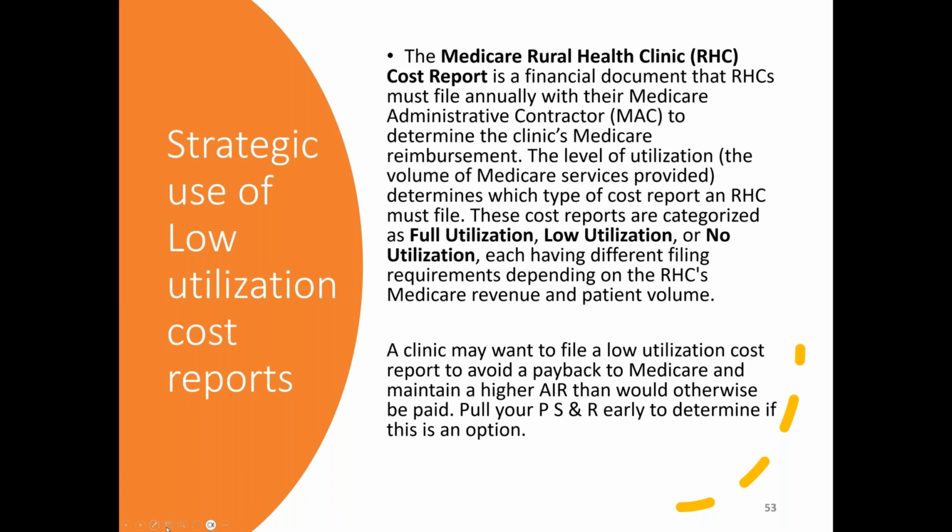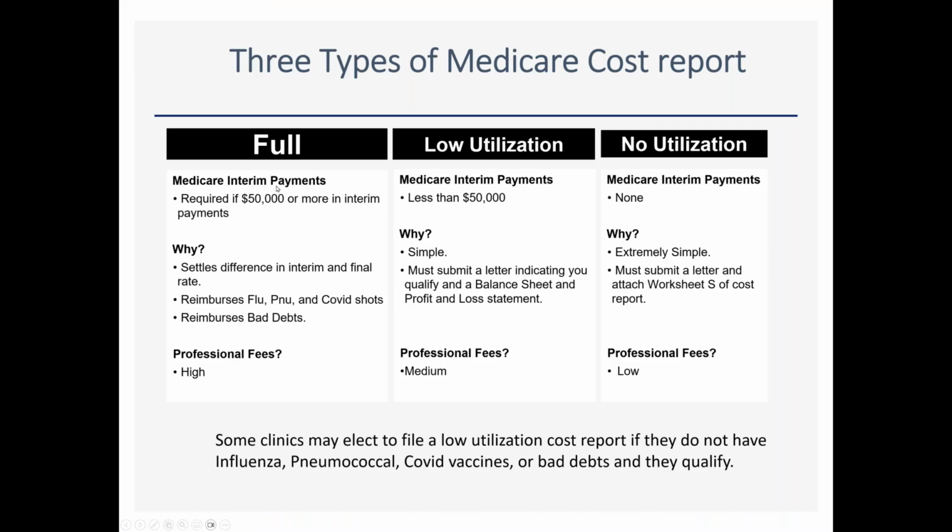But if you qualify for this, if you have less than $50,000 of payments, it's basically sending a letter and a balance sheet. And you can't have a lot of flu, pneumococcal, bad debts, all those other things, because you have to file a full cost report to get paid for that. Then you could do a low utilization cost report.